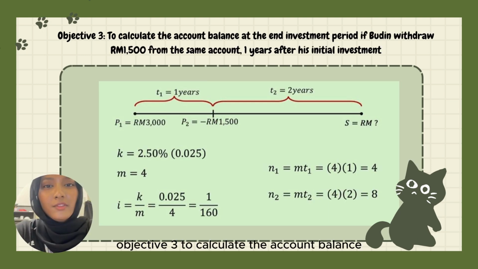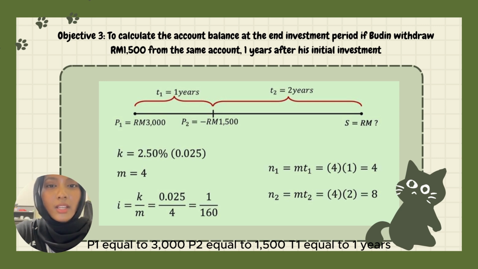Objective 3. To calculate the account balance at the end of the investment period if Budin withdraws RM1,500 from the same account 1 year after his initial investment. P1 equal to 3,000, P2 equal to 1,500, T1 equal to 1 year, T2 equal to 2 years. K equal to 2.50%, in brackets 0.025, M equal to 4, N1 equal to M times T1 equal to 4 times 1 equal to 4. N2 equal to M times T2 equal to 4 times 2 equal to 8. I equal to K over M equal to 0.025 over 4 equal to 1 over 160.